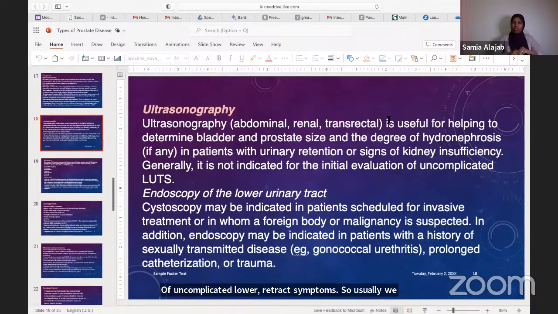Endoscopy of the lower urinary tract. Again, cystoscopy may be indicated in patients scheduled for invasive treatment or in whom a foreign body or malignancy is suspected. So we usually don't do cystoscopy as a routine assessment. Endoscopy may be indicated in patients with a history of STDs, like gonococcal urethritis, or patients who have had prolonged catheterization or in case of trauma.